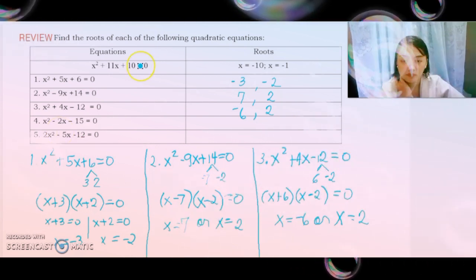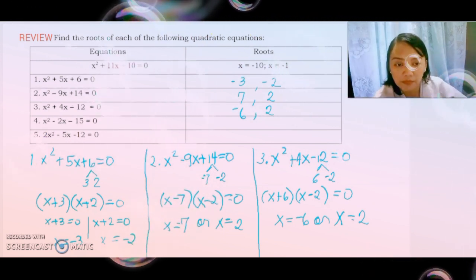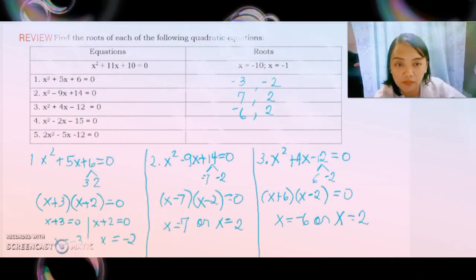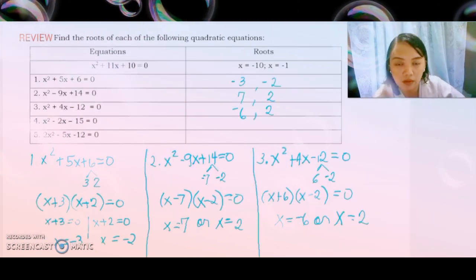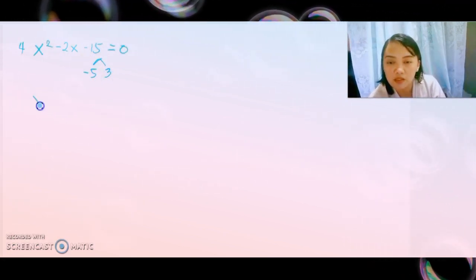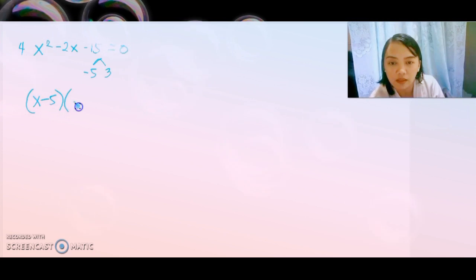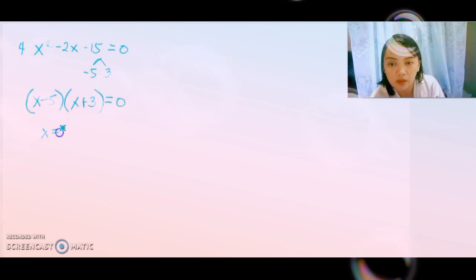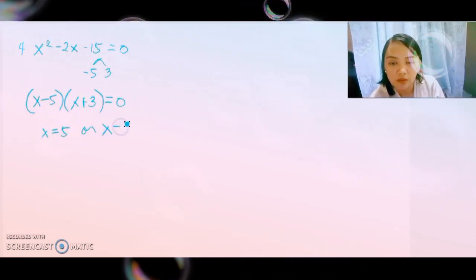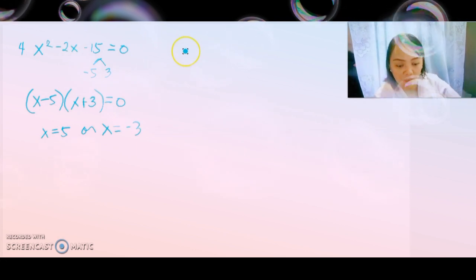Let us copy this first. Now, number 4, we have x squared minus 2x minus 15 is equal to 0. The factors of negative 15 are negative 5 and positive 3. So x minus 5 and x plus 3 equals 0. So x is equal to positive 5, or x is equal to negative 3. We are just reviewing.